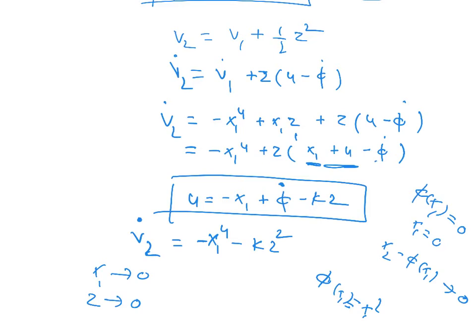So if you see, x1 is going to 0 for sure, z is going to 0 for sure, and then if x1 is going to 0, that means phi of x1 is also going to 0, that means x2 is also going to 0, right? So both your x1 and x2 are going to 0. Understood?